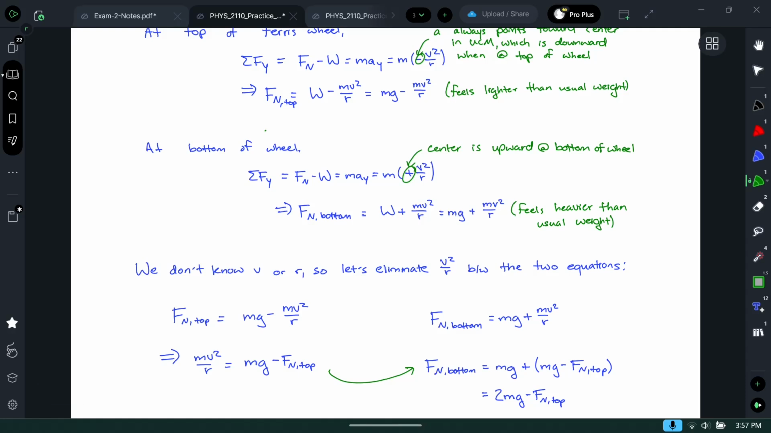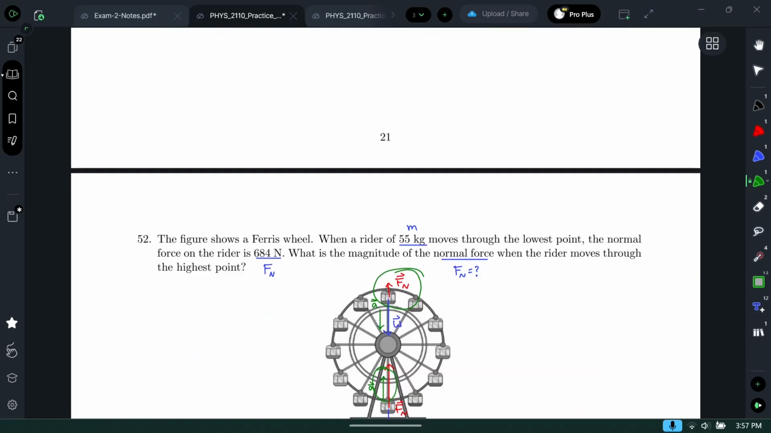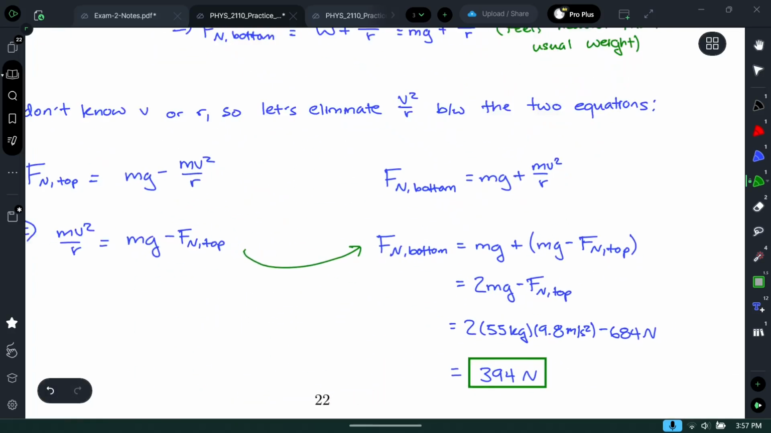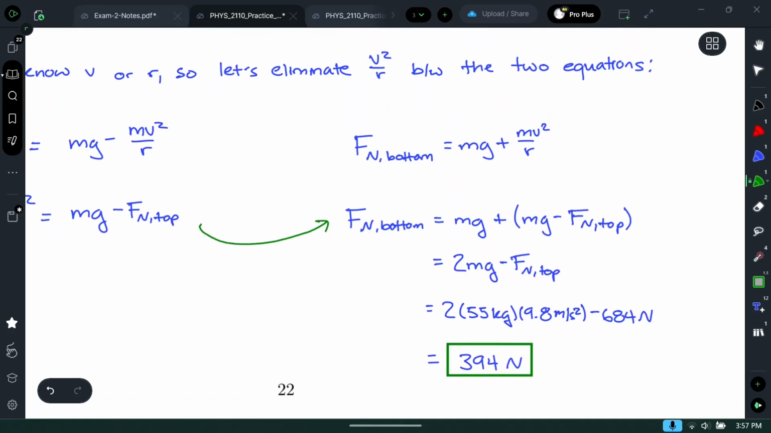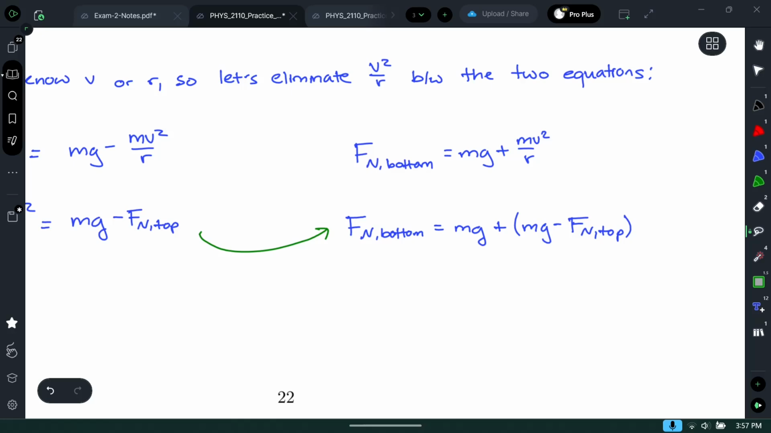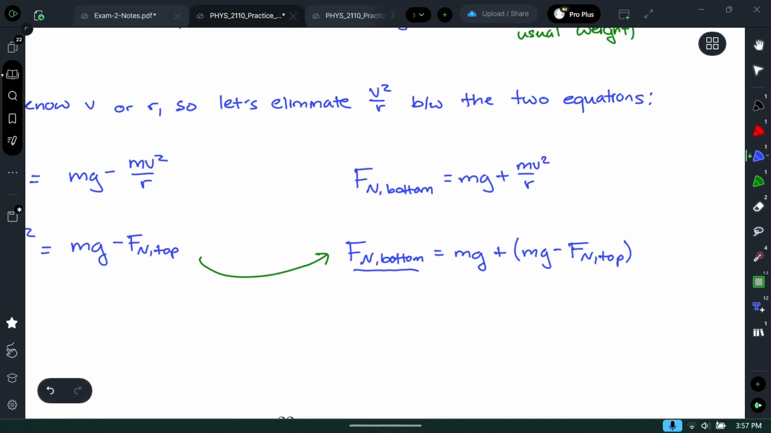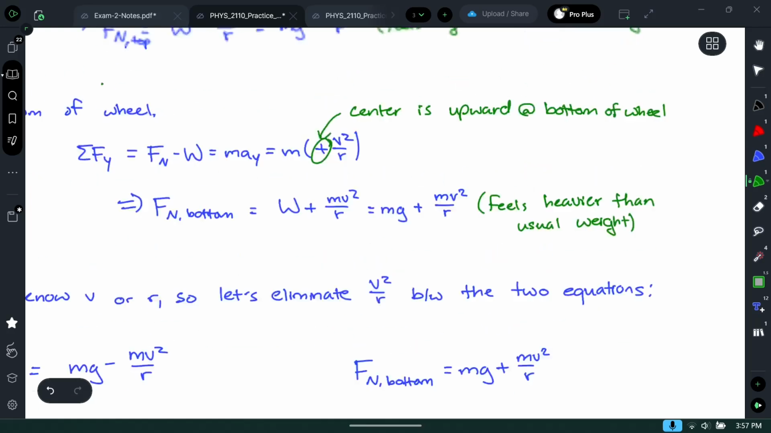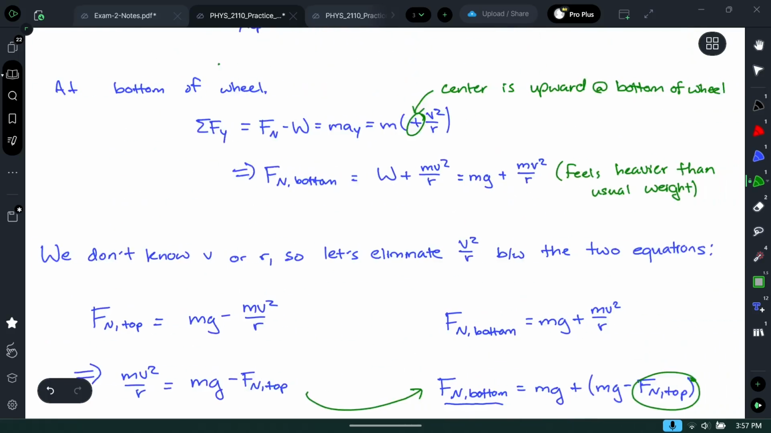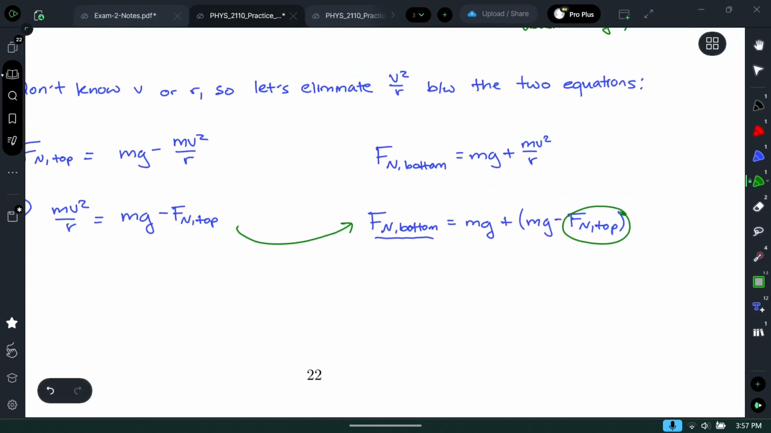And then when a rider moves through the lowest point, normal force is 684. I think I just did some bad algebra here. I think that's all this is. So this is a fix I need to make. So they gave us Fn bottom, and we want Fn top. Is that right? Yes, okay. So if I solve this for Fn top, it's 2mg minus Fn bottom.